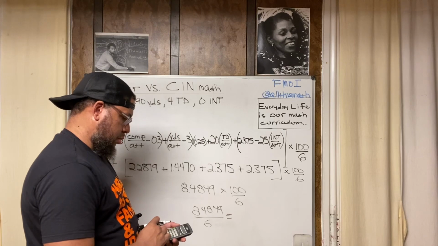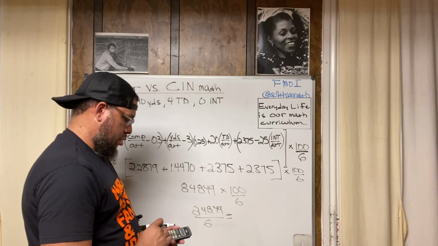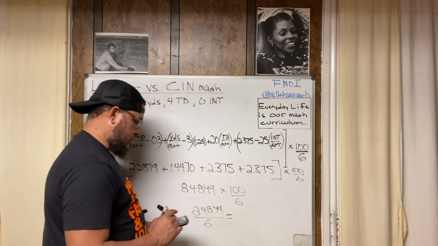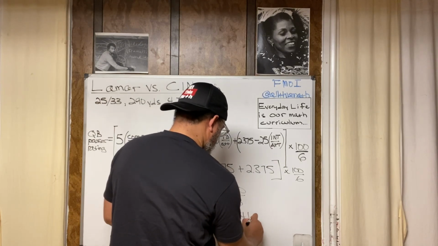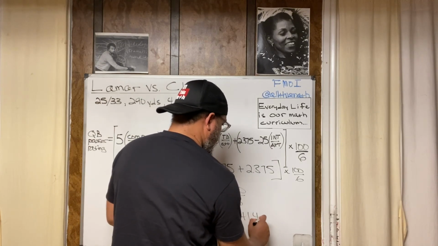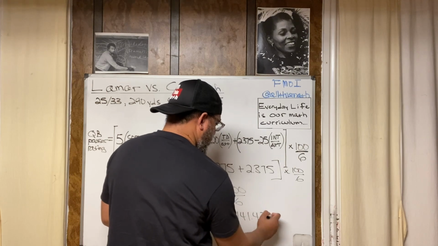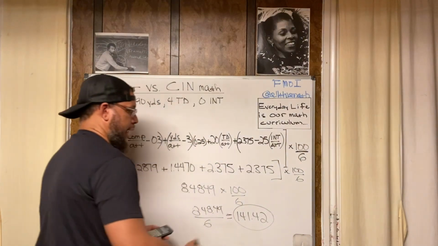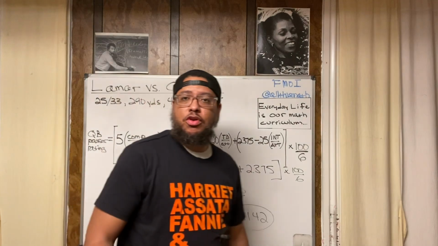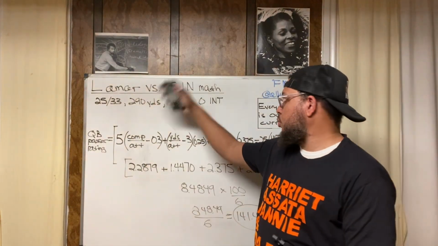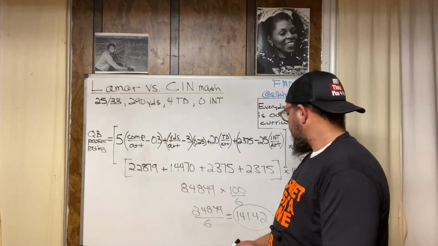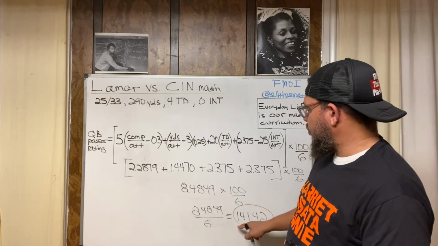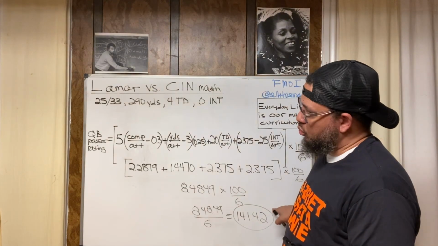Let me see. And that equals 141.415, which we round to 141.42. So tonight, based on Lamar Jackson's performance against the Cincinnati Bengals, the second time they beat them this year, he had a passer rating of 141.42.